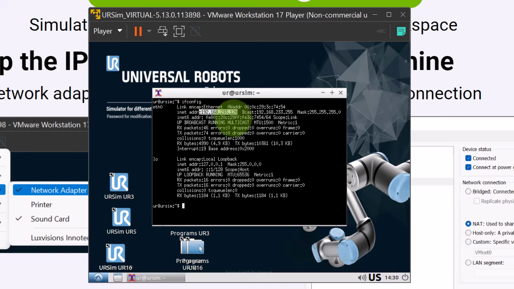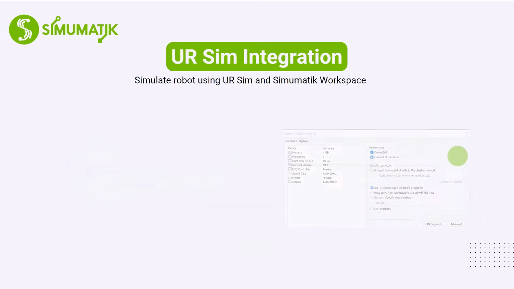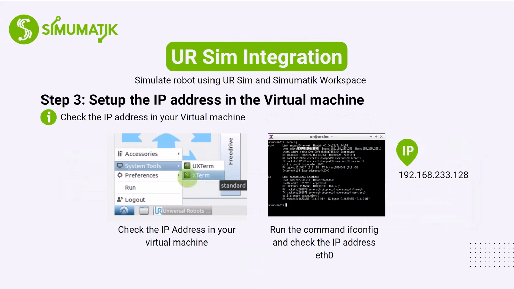This is a little bit too small to see, but it is 192.168.233.128. This is what you need to remember, so you can note it down, or copy and paste it in a notepad. So this IP address is important. Once you do this step, this is what I explained again.